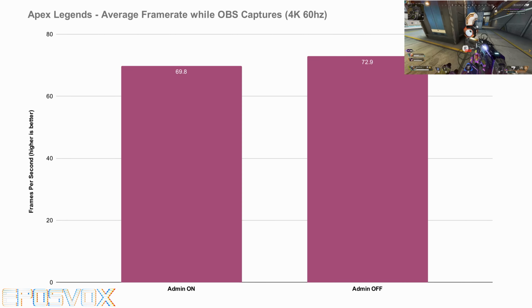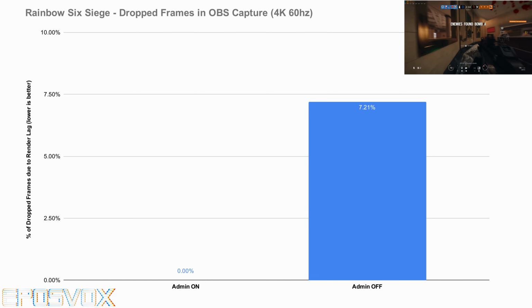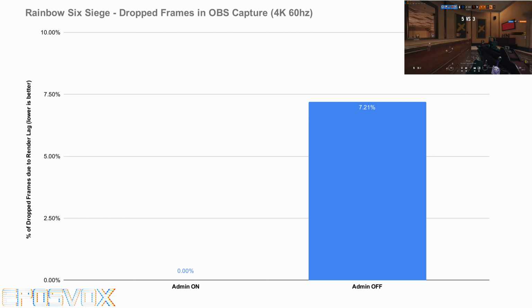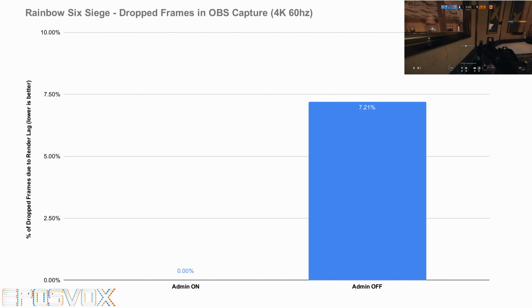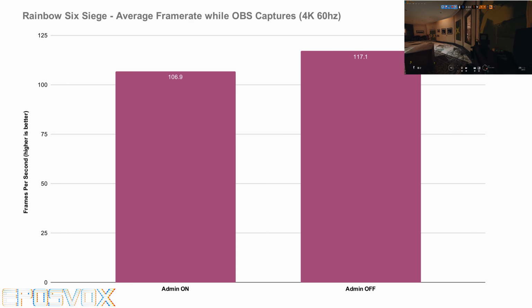Lastly, Rainbow Six Siege, again, fix on, 0% dropped frames, ran at 106.9 FPS. Fix disabled dropped 7.2% or 7.21% of frames, bad time, ran at about 117.1 FPS.